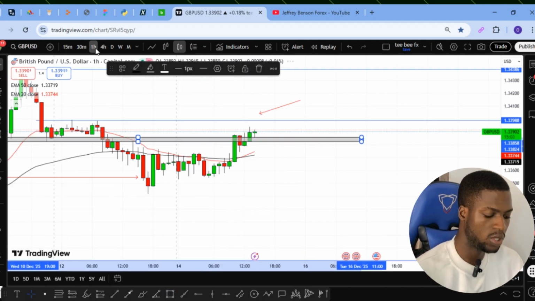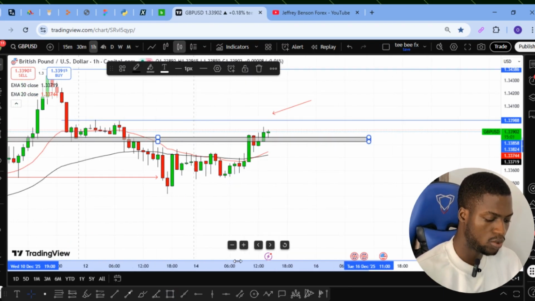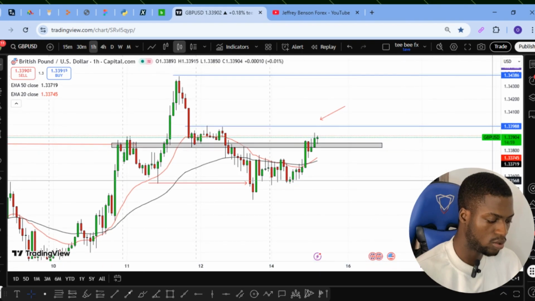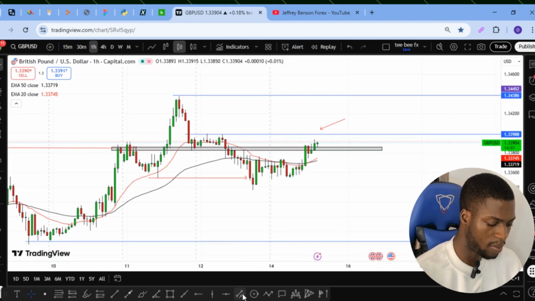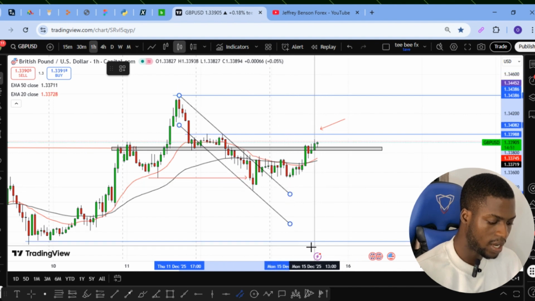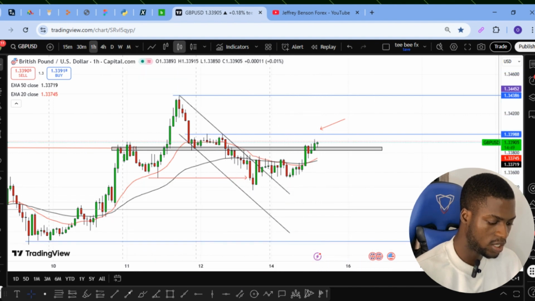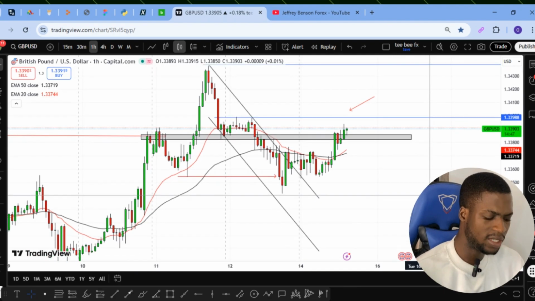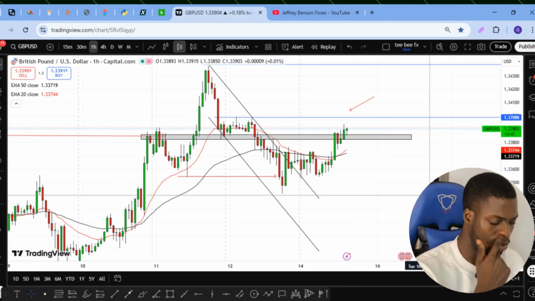So let me go to the 1 hour and show you guys how I generate the signal. Going to the 1 hour, you can see that price just broke out of a trend line here. Sorry, a channel.